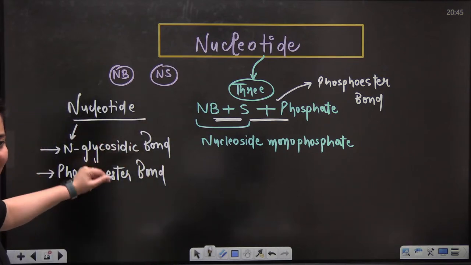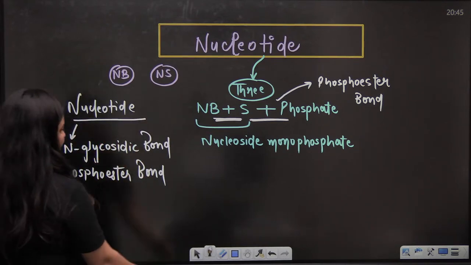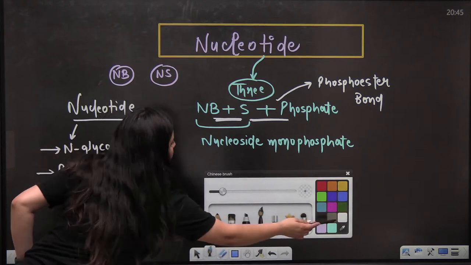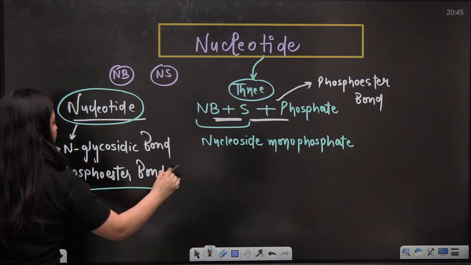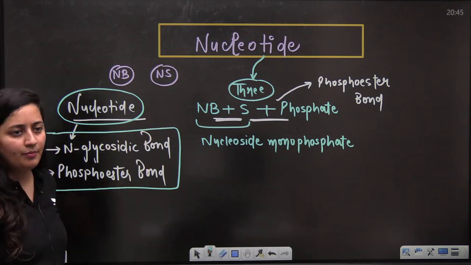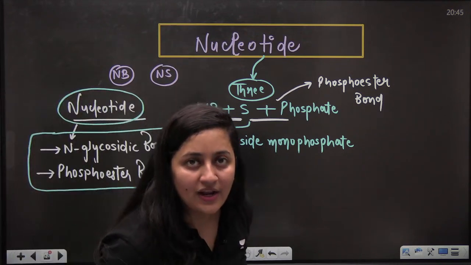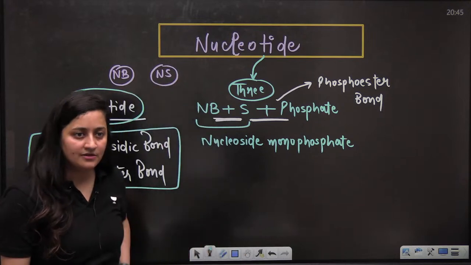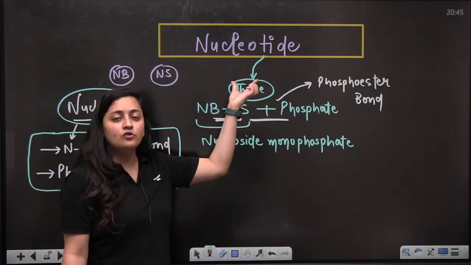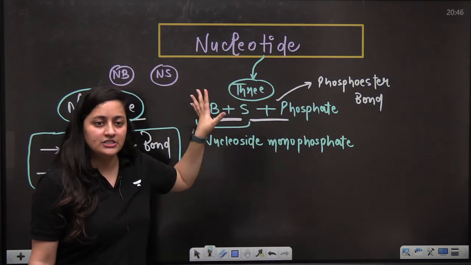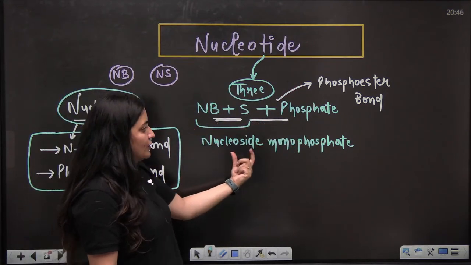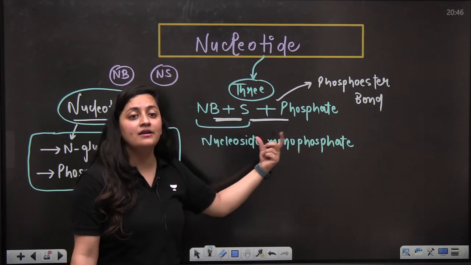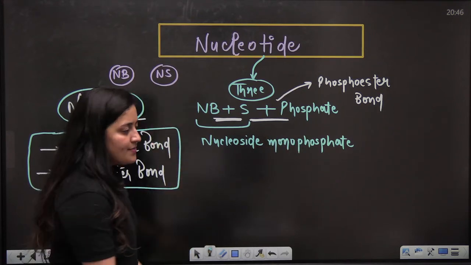Repeat it in the chat section, all of you. Which bonds are present in a single nucleotide? It is going to be your N-glycosidic bond and your phosphoester bond. Total three things are there: nitrogenous base, sugar plus phosphate. So, it is nucleoside monophosphate. So, now one more question.